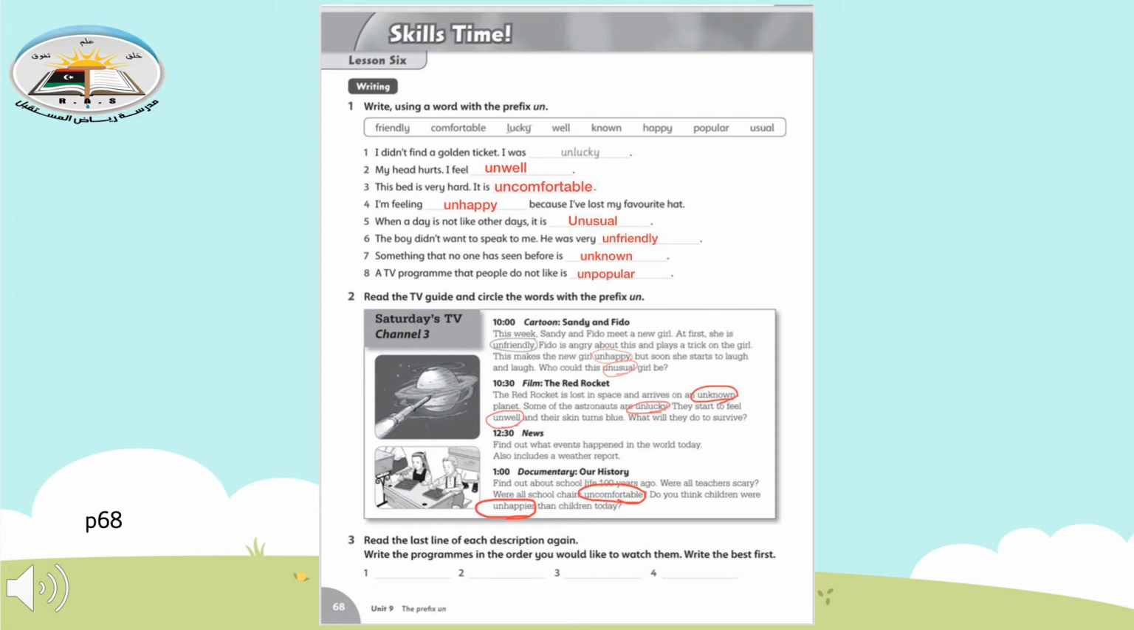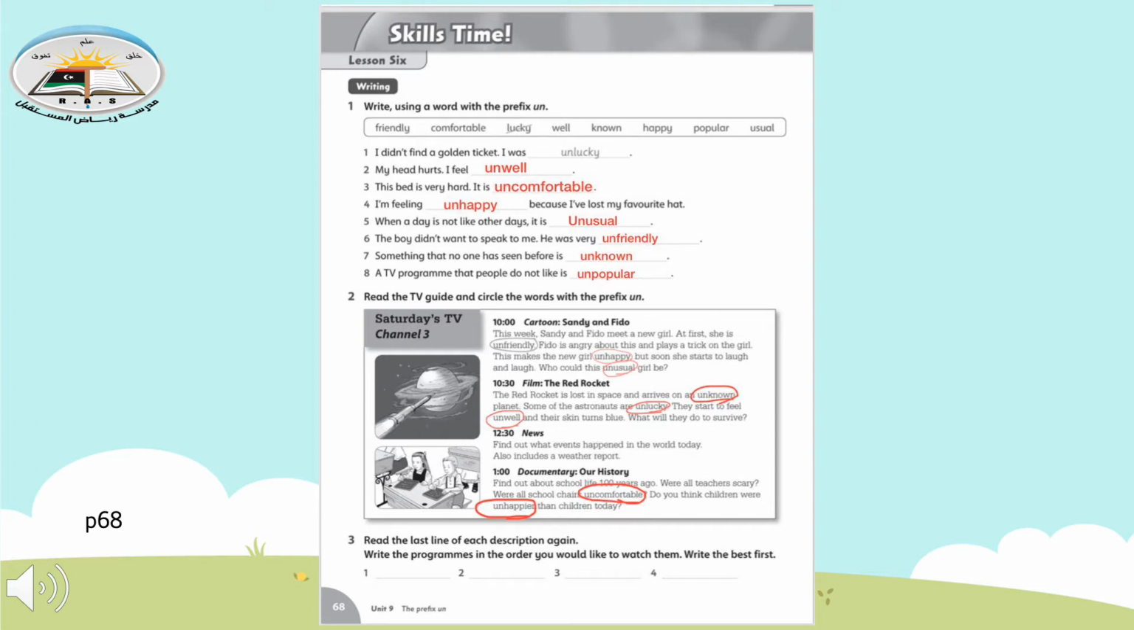Number 4. At 1 o'clock, documentary, Our History. Find out about school life 100 years ago. Were all teachers scary? Were all school chairs uncomfortable? Do you think children were unhappier than children today? Now we read the text.